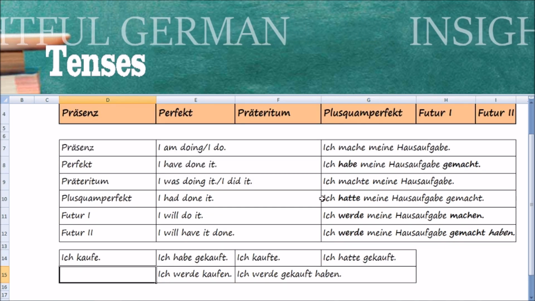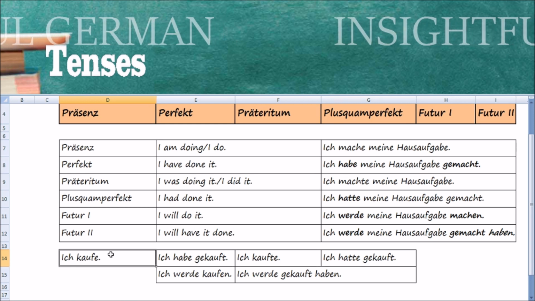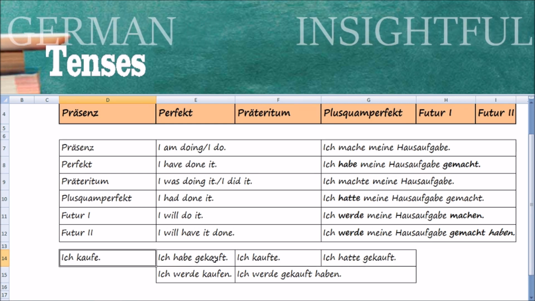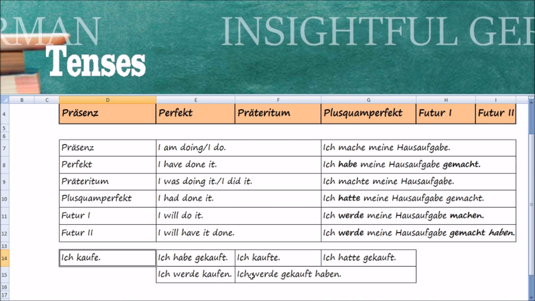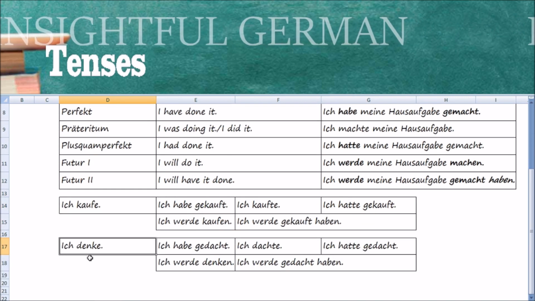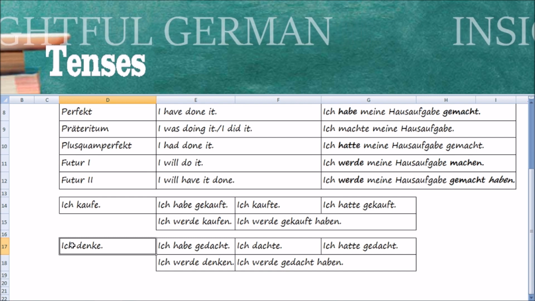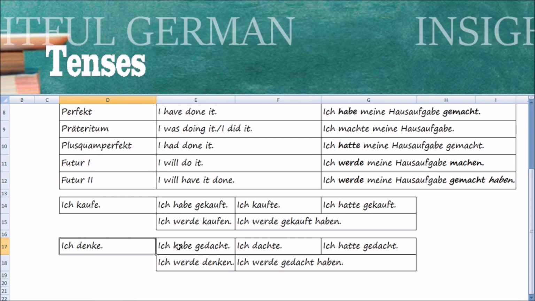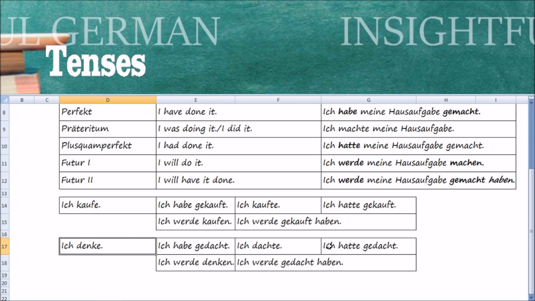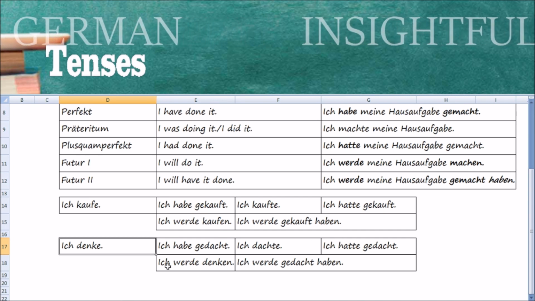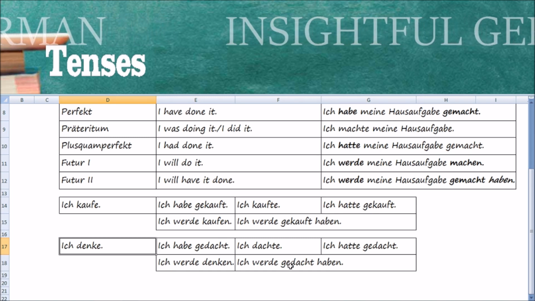Let's look at another example: ich kaufe, I am buying, I buy. Ich habe gekauft, ich kaufte, ich hatte gekauft, ich werde kaufen, ich werde gekauft haben. Another example is the verb denken, to think. Ich denke, I am thinking, I think. Ich habe gedacht, I have thought. Ich dachte, I thought. Ich hatte gedacht, I had thought. Ich werde denken, I will think. Ich werde gedacht haben, I will have thought.